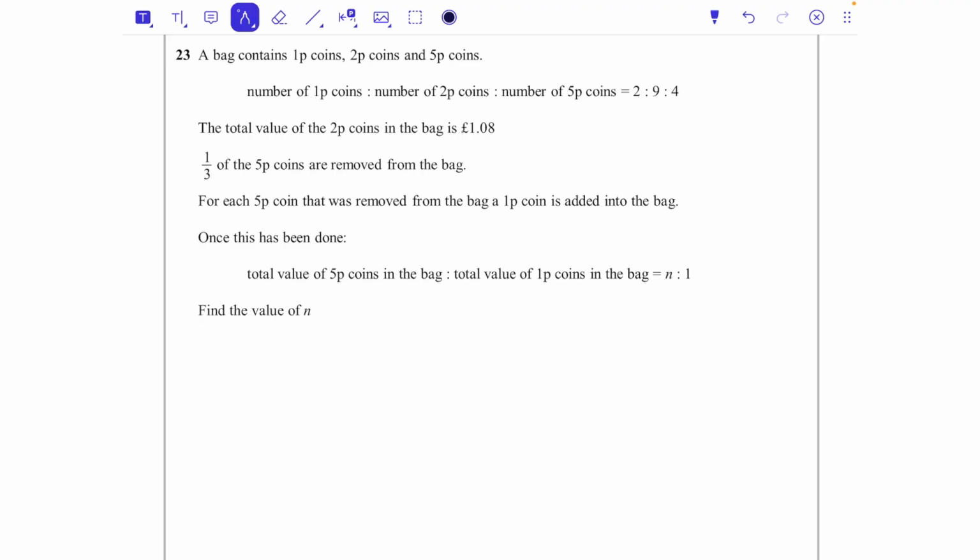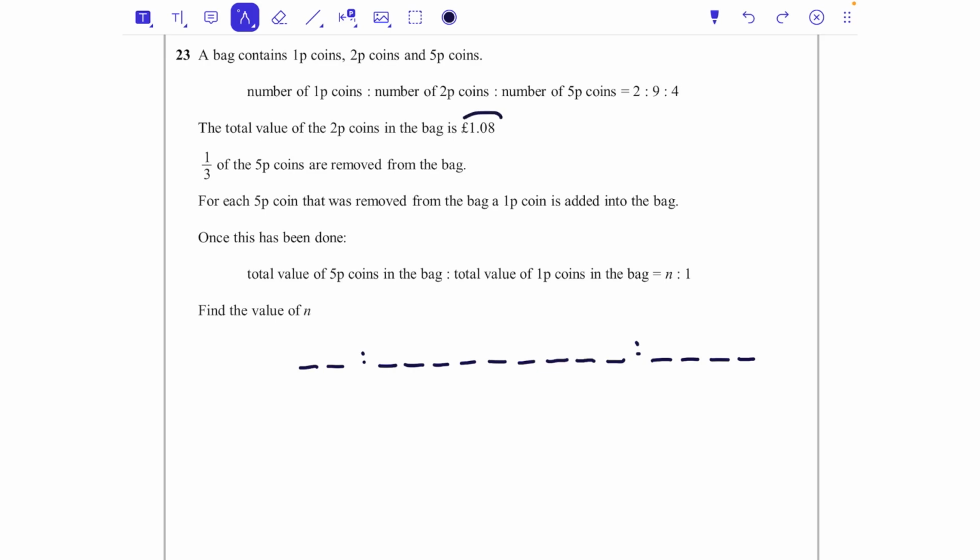Okay, a lot of information, so let's just start at the beginning and break this down. We know that the number of 1p coins is 2 parts, the number of 2p coins is 9 parts, and the number of 5p coins is 4 parts. So we know that however many coins are in the bag, we need to put the same number of coins on each of these piles, and that would give us the ratio of the number of coins.